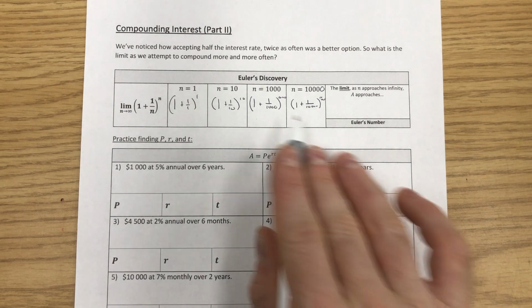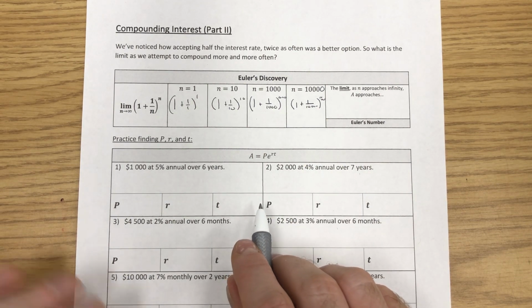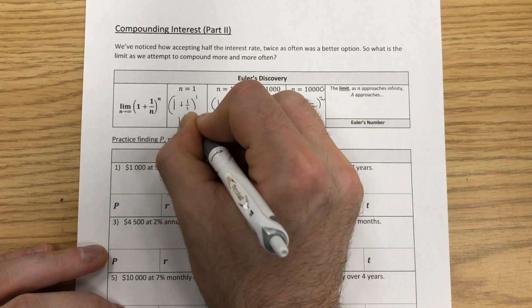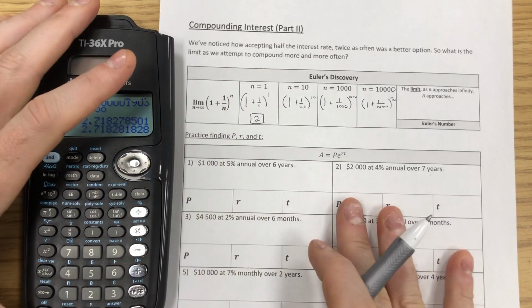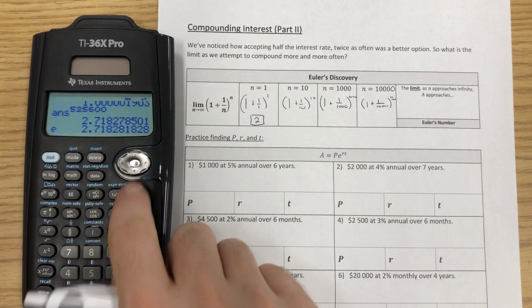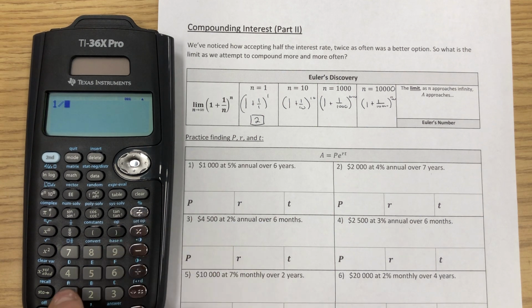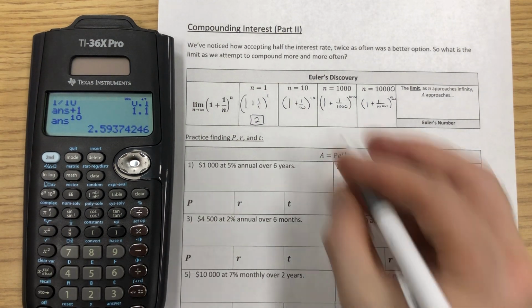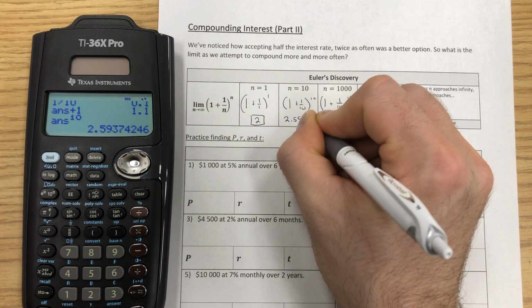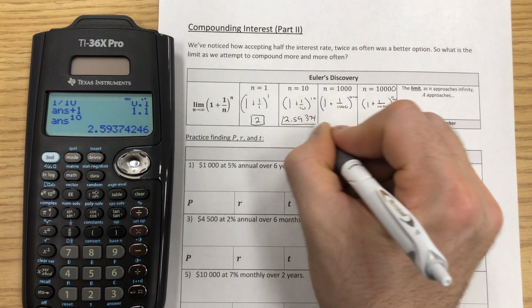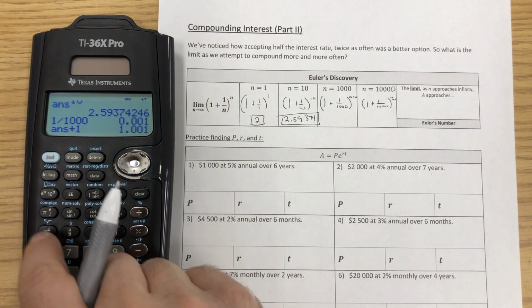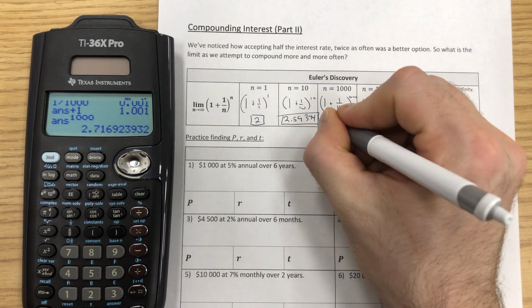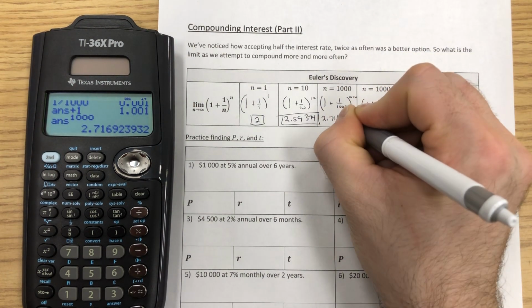We're going to notice that the value is approaching some number. We know that this number is 2 point something. So 1 plus 1 over 10, raised to the 10 is going to be 2.59374. 1 plus 1 over 1,000, raised to the 1,000 is going to be 2.71692.